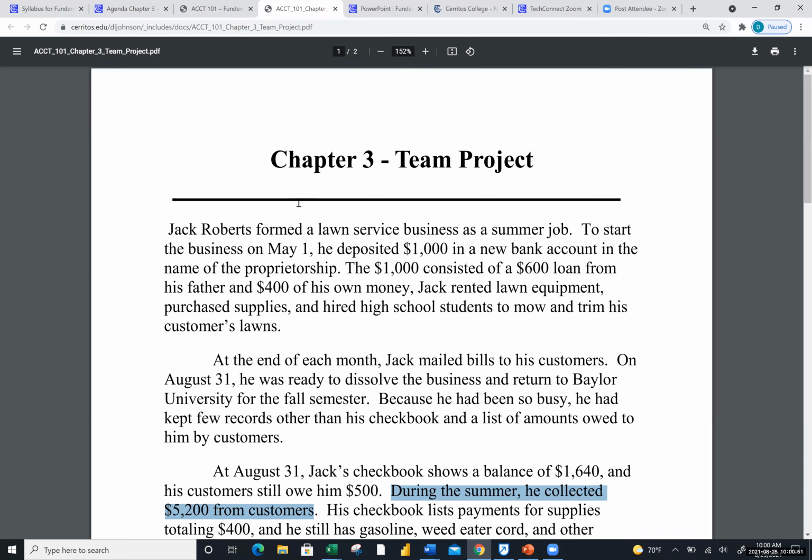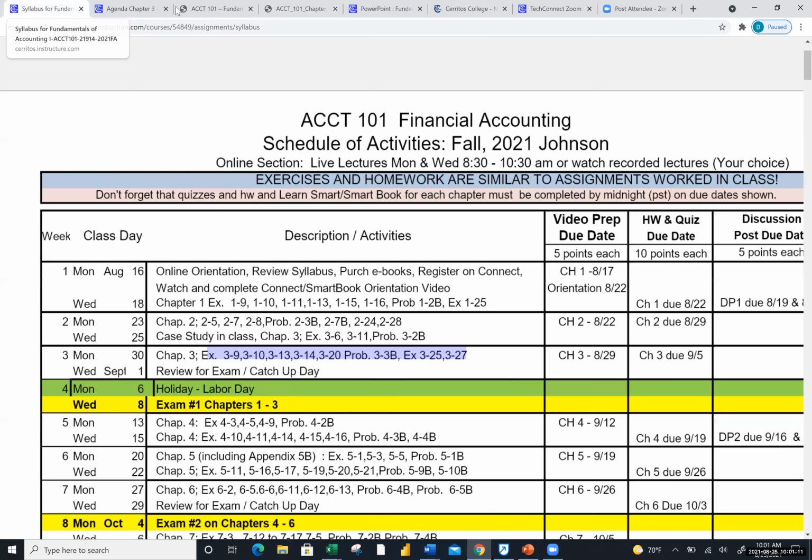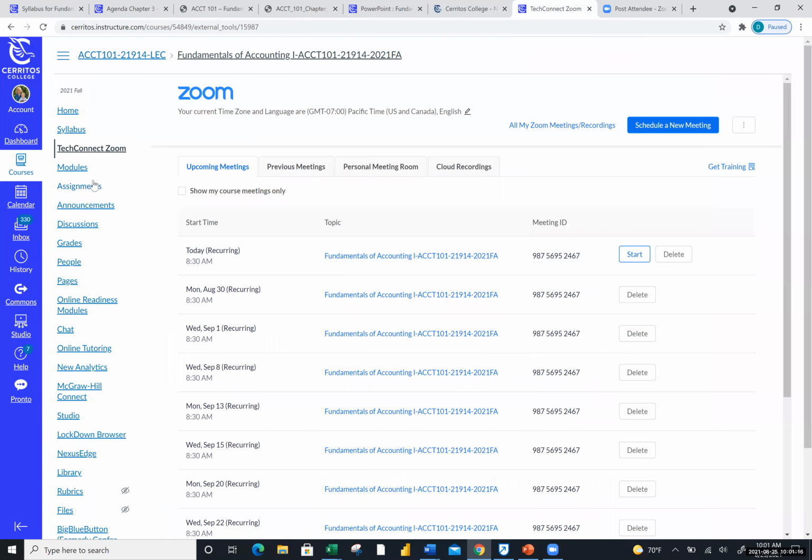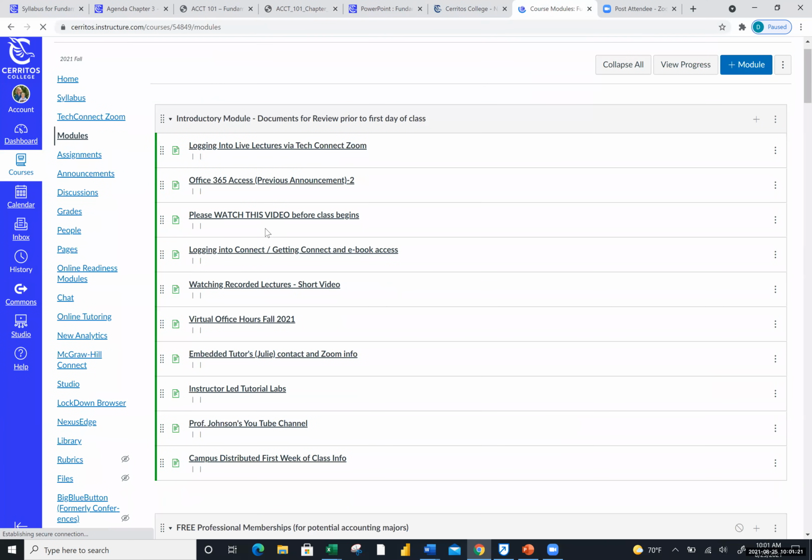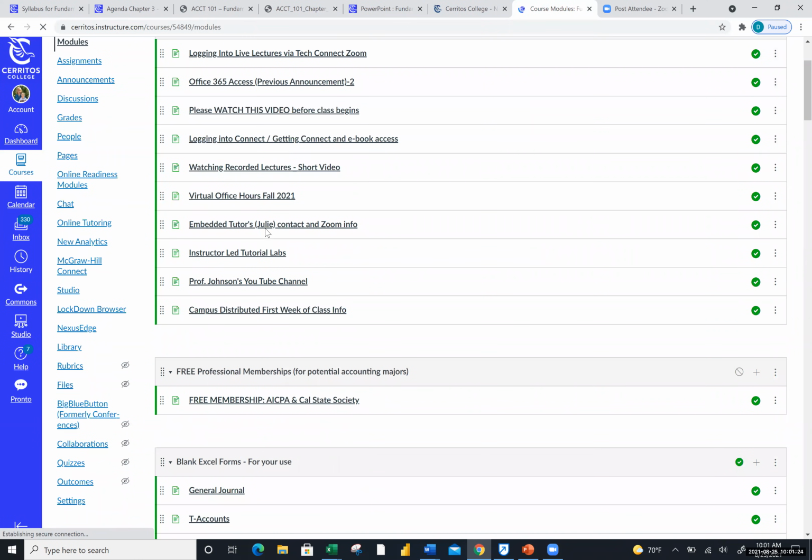It's called a team project. You can choose to work by yourself or with somebody else. You're going to create a set of T accounts, a trial balance, and an income statement. And you'll send that to me by Friday night if you want to try and earn those bonus points. I'll send a reminder email out. Last thing I want to tell you guys is in the modules link, don't forget that there's lots of opportunities for assistance. Julie, I believe, has worked on that problem as well in her class, but if she hasn't, I'll make sure that she has an answer.